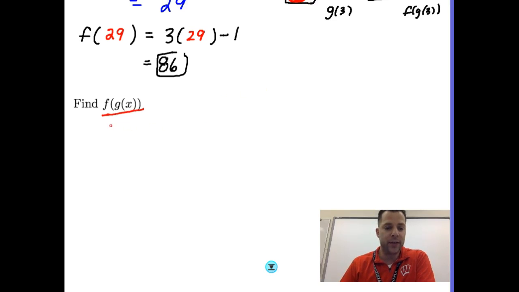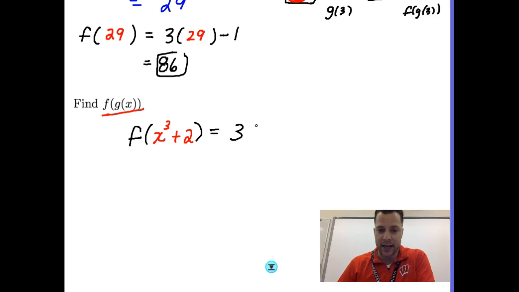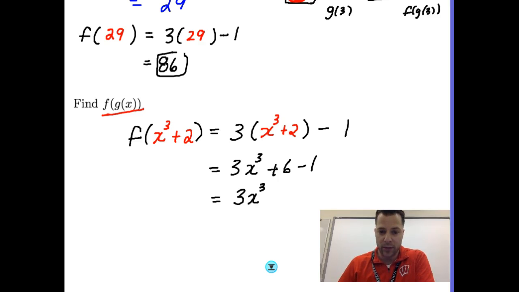Okay, so f of g of x. We know what g of x is. g of x was x cubed plus 2. So we're going to substitute g of x with what it's equal to, and now that gets plugged into f. So 3 times something minus 1. Well, we know what that something is. That something is x cubed plus 2. And then you just simplify this out, and you get 3x cubed plus 6 minus 1, so you get 3x cubed plus 5.